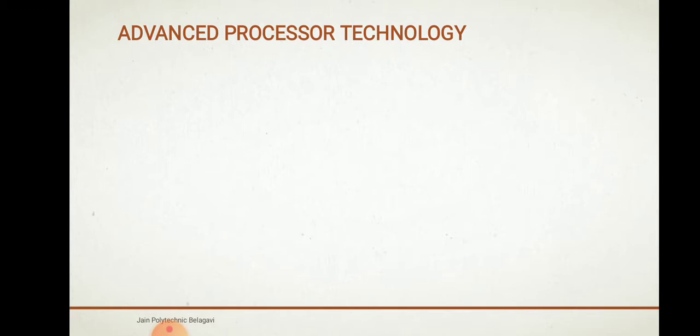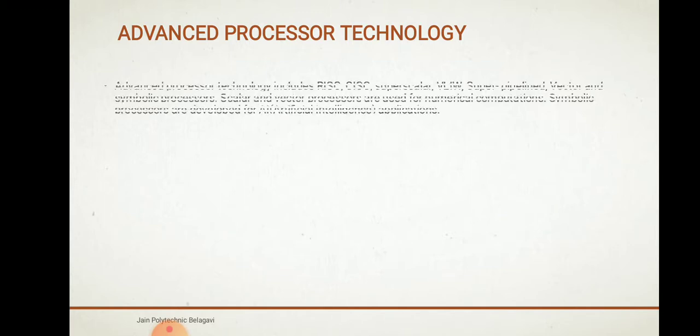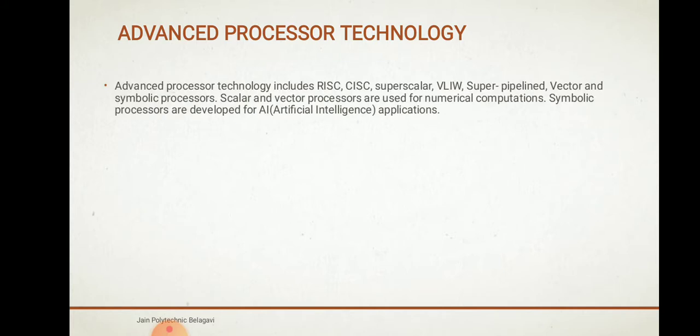Now let us see the various advanced processor technologies. Advanced processor technologies include RISC, CISC, superscalar, VLIW, super pipeline, vector and symbolic processors. These are the technologies that we are going to study in this unit. Scalar and vector processors are used for numeric computations. Symbolic processors are developed for artificial intelligence applications.